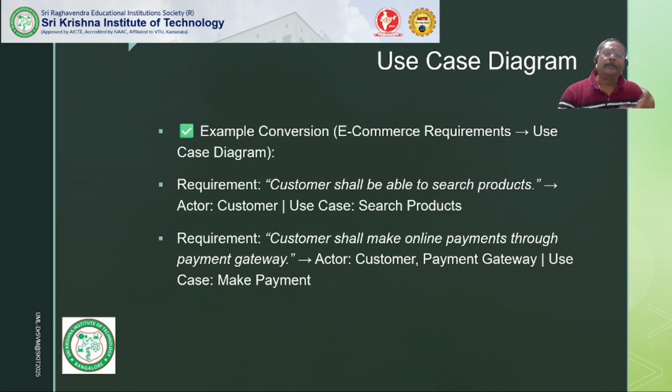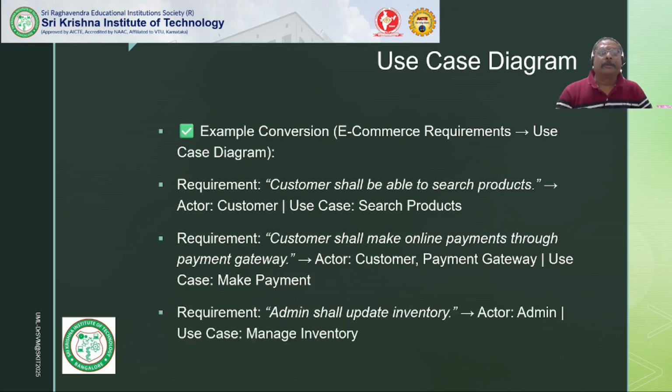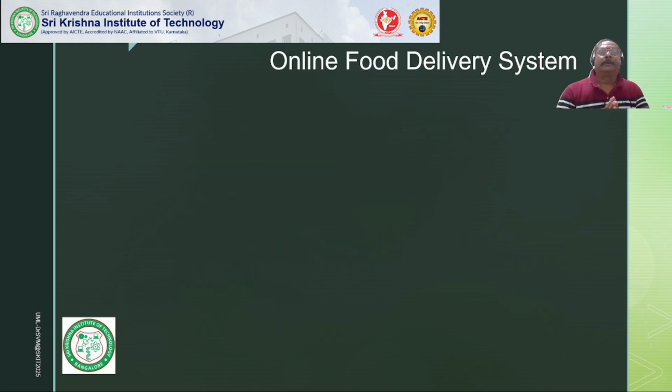So payment gateway is outside our boundary, therefore it is an actor, and the use case is only make payment. Requirement: admin shall update the inventory. So here the admin is the actor, and the use case will be manage inventory and so on. To wrap up, let's take one full example and try to build a simple use case diagram.